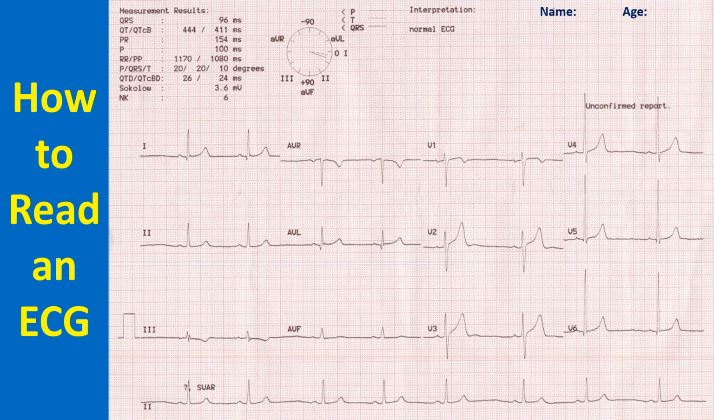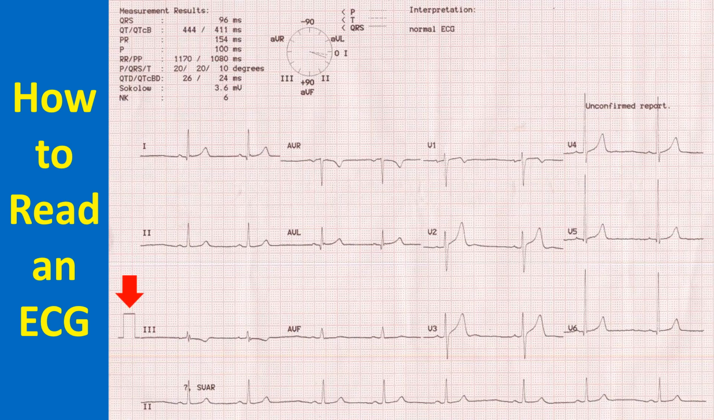First, we will begin with identification of the ECG. This will make sure that you are reading the ECG of the concerned person. For this, check the name and age printed on the ECG. Age is important because what is normal for an adult ECG may not be so for a child.